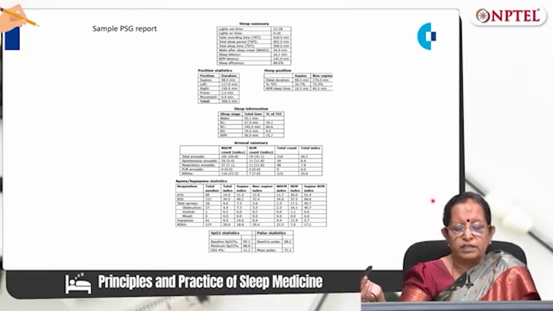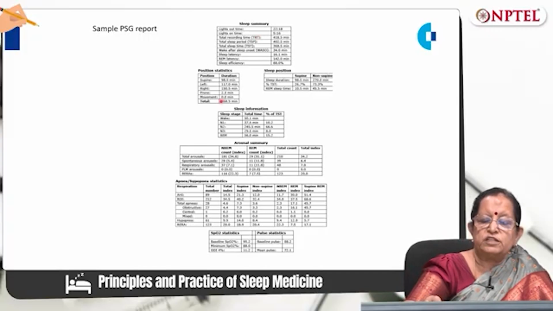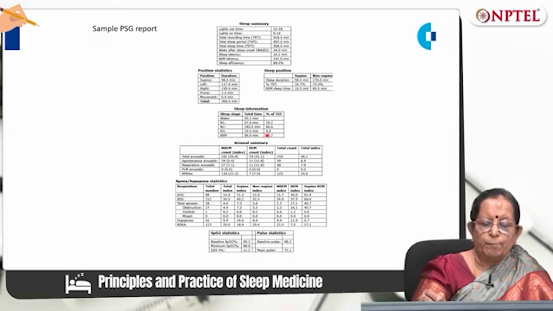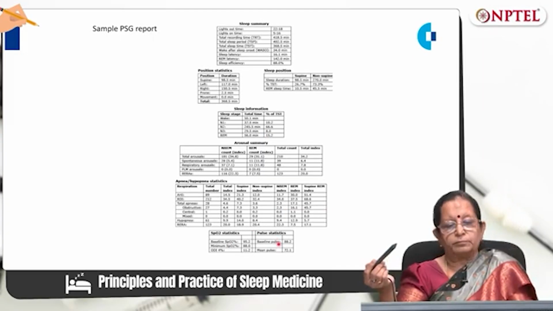This is a sample PSG report. It shows you the sleep summary, position statistics. This is the sleep position, sleep duration, sleep information, sleep stages, then arousal history, then apnea, hypopnea statistics. These are the SpO2 statistics and pulse and BP.